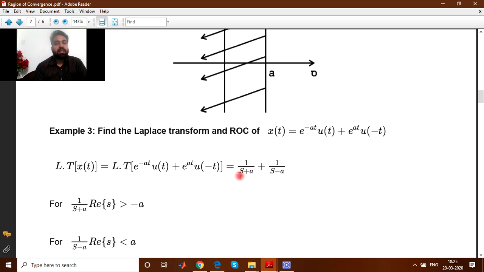Here in this case, 1 upon s plus a will be defined if s has a value greater than minus a, and 1 upon s minus a will be defined by having a value less than a. Under this situation, find the values of the real part of s, create a certain band, a certain limit. Within that particular limit, this frequency domain analysis will converge.